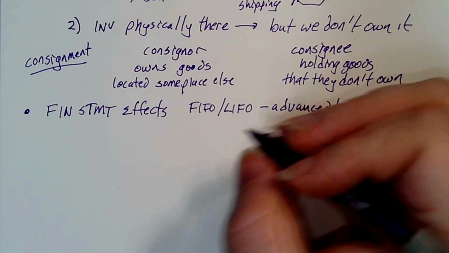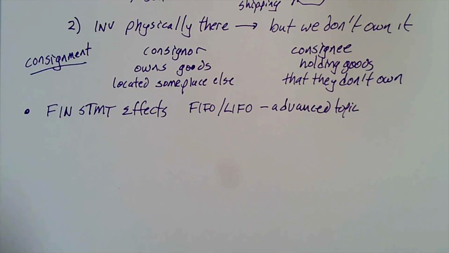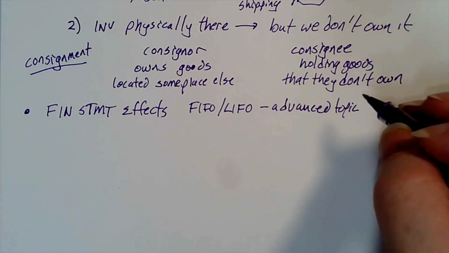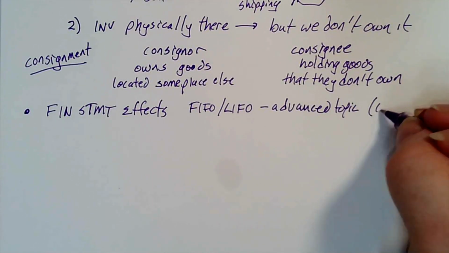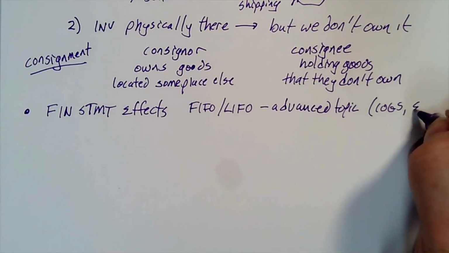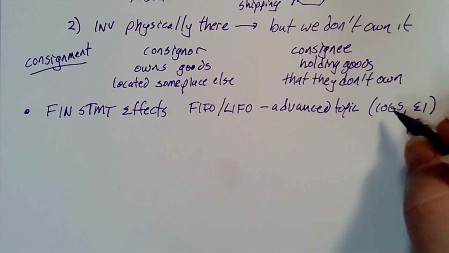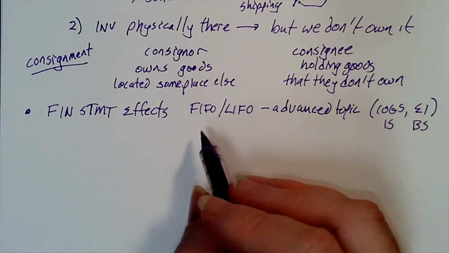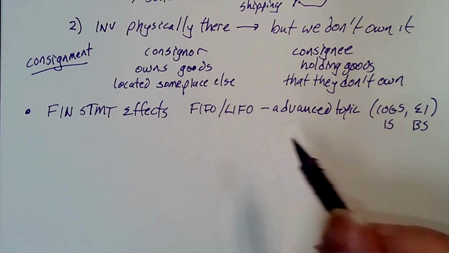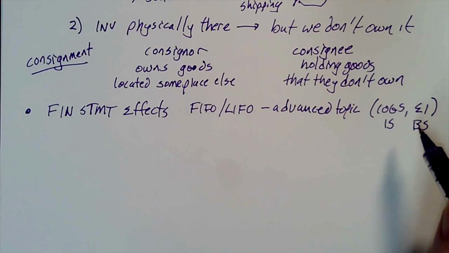So when we come to the exam, this is going to be one of those A-level type questions. But remember that we have FIFO and LIFO affects COGS and affects ending inventory. Remember, that's what we're calculating. And this is an income statement item, and this is a balance sheet item. So depending upon which one we choose, it's going to have an effect on our financial statements.